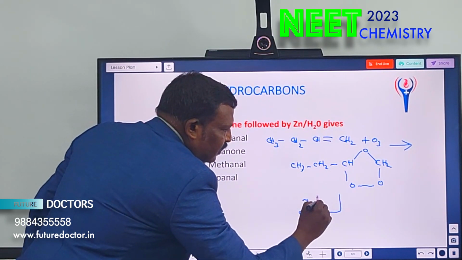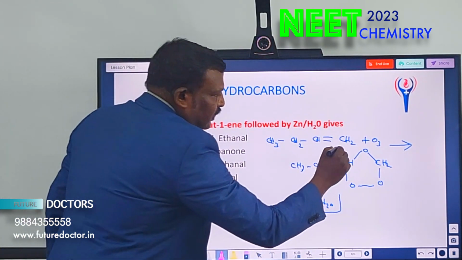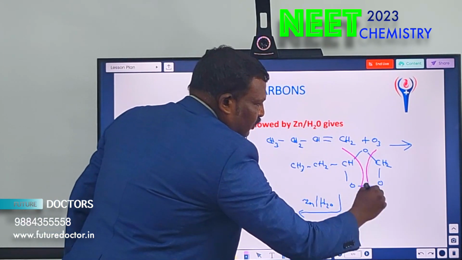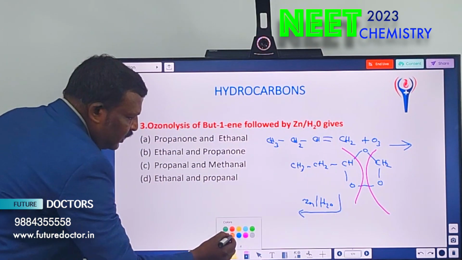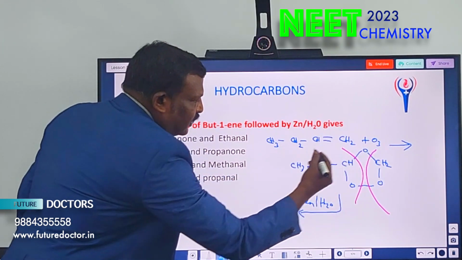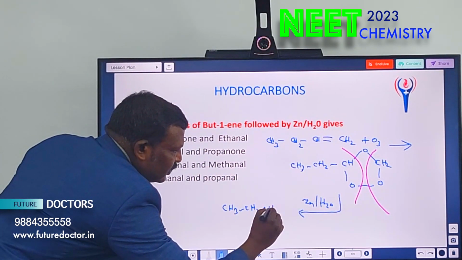Then again if you add H2O, zinc, what happens? The bond will break here. You get two compounds. One is CH3, CH2, CHO, nothing but propanal. Correct or not? This side one common, that side one common. This side is CH3, CH2, CHO. Understood?